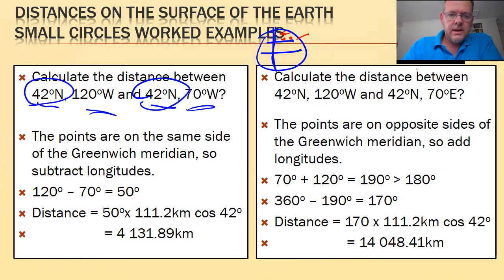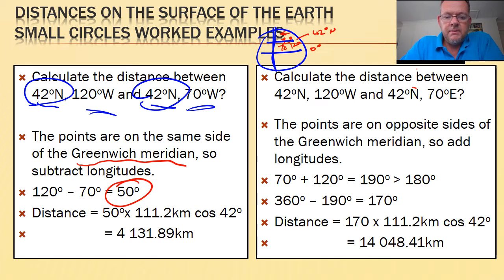And imagine that that is my 42 degrees north, and that is the equator down there. So we're certainly traveling north of the equator. We're traveling on a small circle, and we're traveling 50 degrees. We're traveling from 120 degrees west down to 70 degrees west. So we're on the same side of the Greenwich or the prime meridian, so we're subtracting the longitudes. That's got to be 120, take 70 for 50 degrees.